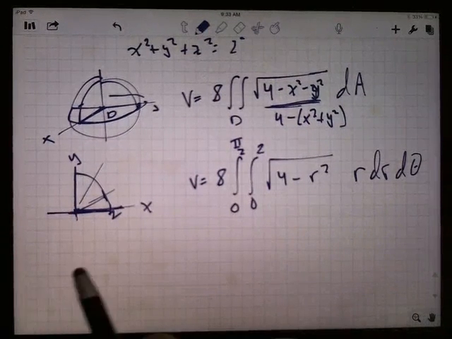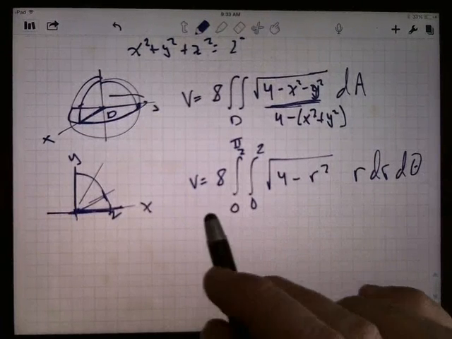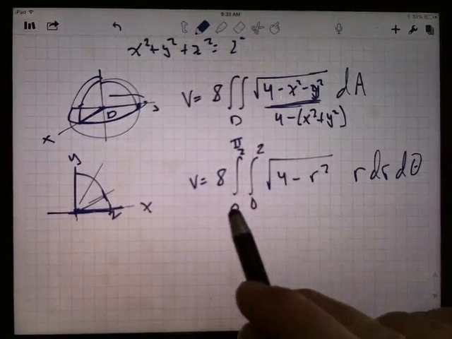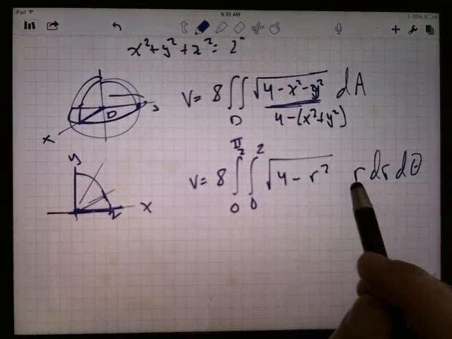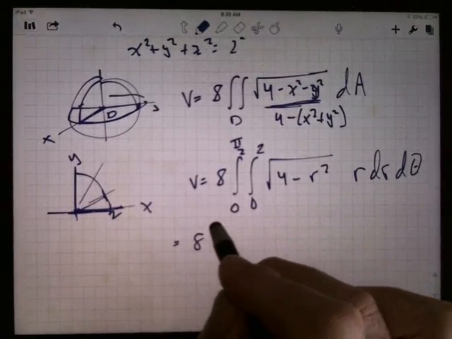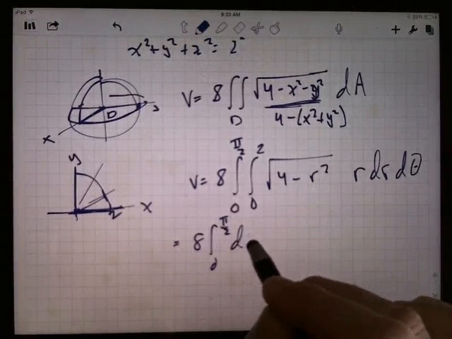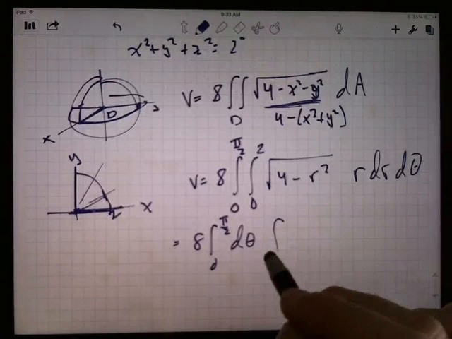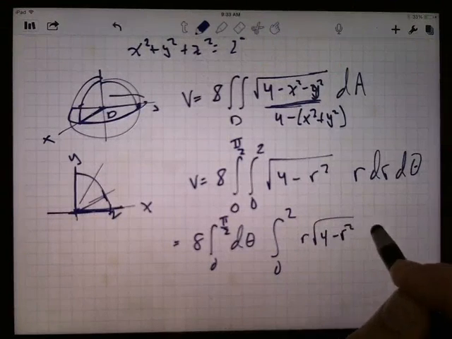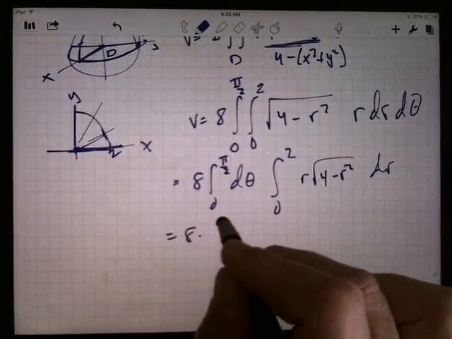First of all, it is a rectangular region, with constants on the integration. It's a function of r times a function of theta. So I'm actually going to split this apart. This is 8 times the integral from 0 to pi over 2 of d theta times the integral from 0 to 2 of r times the square root of 4 minus r squared dr. This one's just pi over 2, so I've got 8 times pi over 2.